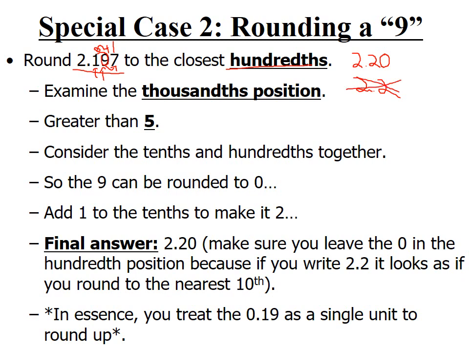So in a way, it's kind of like you're treating this 0.19 as a single unit. It's like you're rounding the 0.19 up instead of just that one digit itself. So if you have a situation with 9 and it goes up, add the plus 1 to the number to the left of the 9, and make sure you put the 0 in the proper position so that you actually end up in the hundredths and not the tenths.